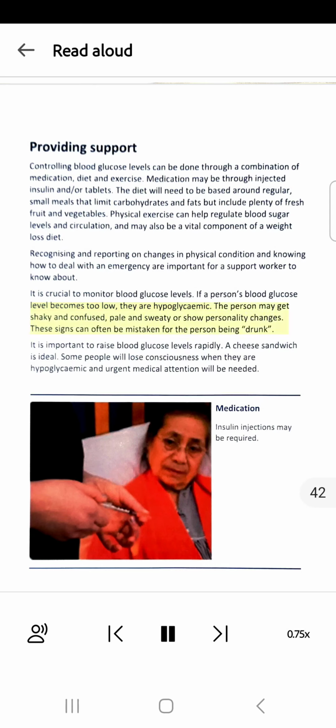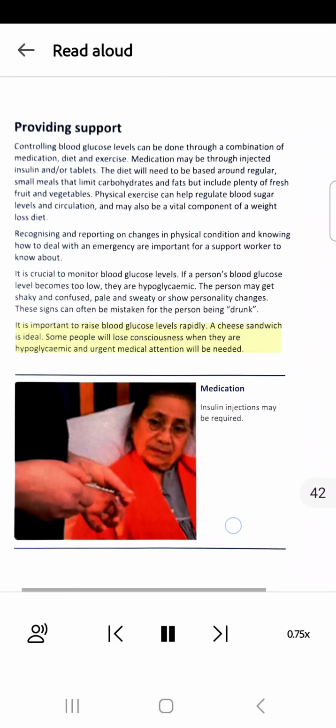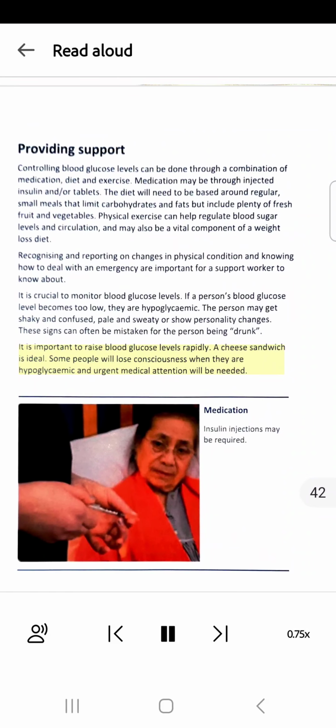The person may get shaky and confused, pale and sweaty, or show personality changes. These signs can often be mistaken for the person being drunk. It is important to raise blood glucose levels rapidly. A cheese sandwich is ideal. Some people will lose consciousness when they are hypoglycemic and urgent medical attention will be needed. Medication insulin injections may be required.